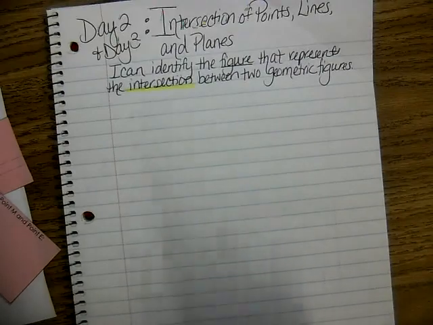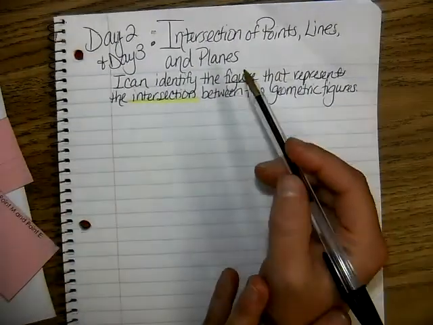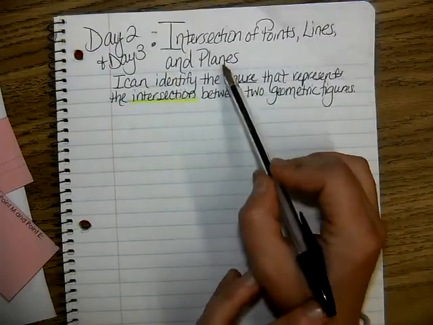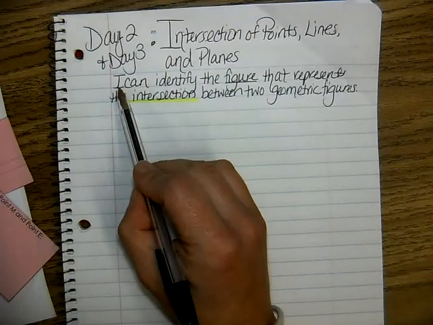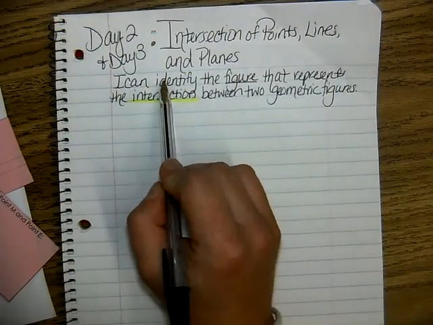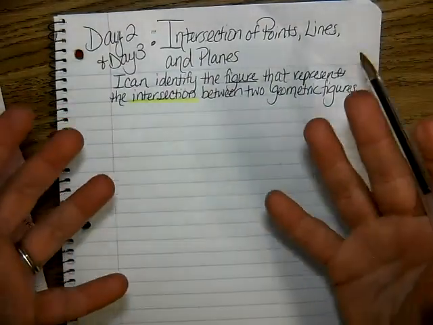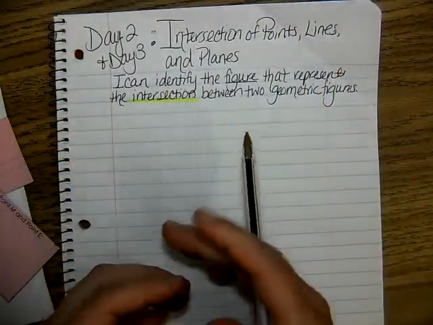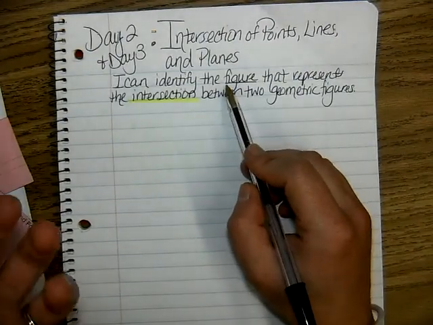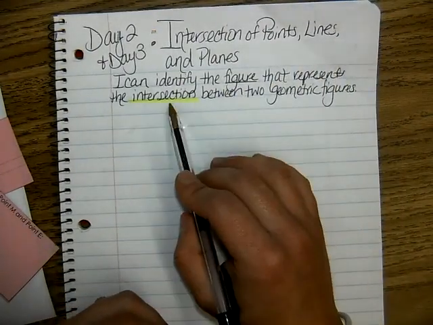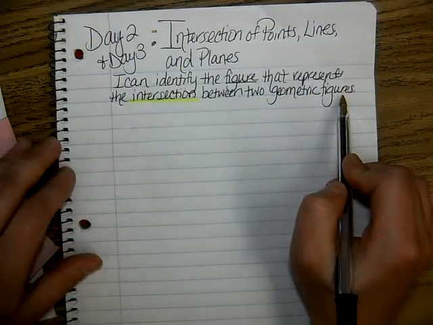All right, here we go. So day 2 is called the intersection of points, lines, and planes. Our learning target for today is for you to be able to say, I can identify, and with language, I can name with words and explain in words why a figure represents the intersection between 2 geometric figures.